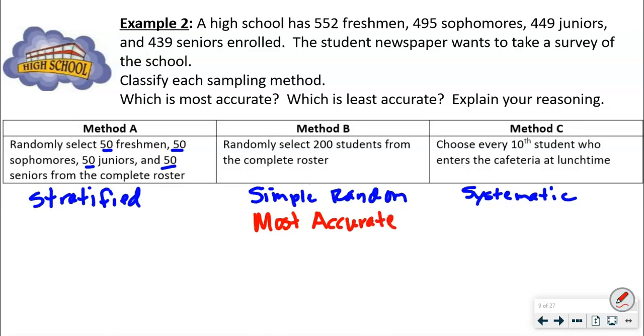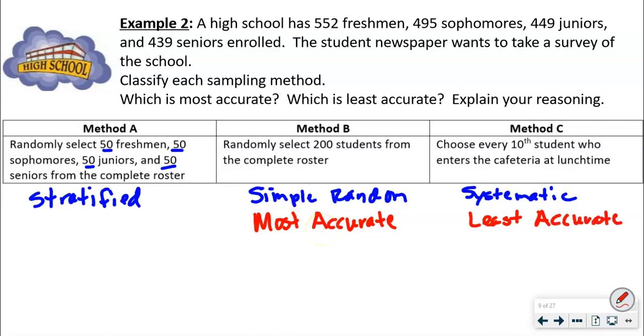Now let's see if we can figure out which of these other two, stratified or systematic, is going to be more accurate. Systematic is choosing every 10th person that came into whatever the lunchroom, right? Whereas when we do stratified, we got 50, 50, 50, 50. So our least accurate is going to be systematic, right?